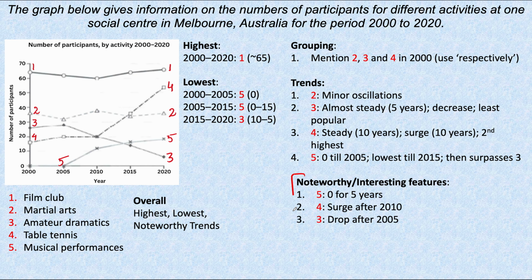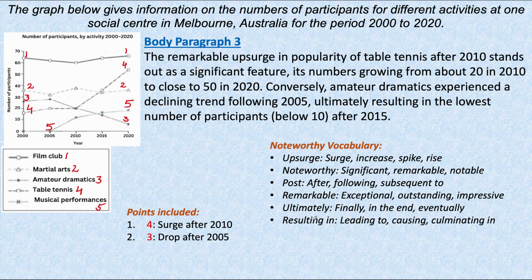Next, I'll mention the noteworthy features. The remarkable upsurge in the popularity of table tennis after 2010 stands out as a significant feature, its numbers growing from 20 in 2010 to close to 50 in 2020. Conversely, amateur dramatics experienced a declining trend following 2005, ultimately resulting in the lowest number of participants after 2015.